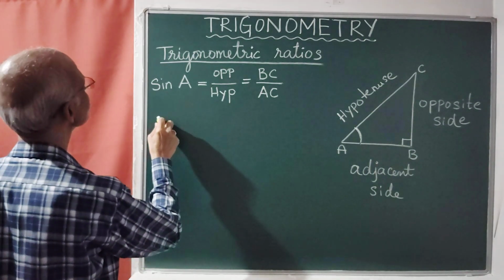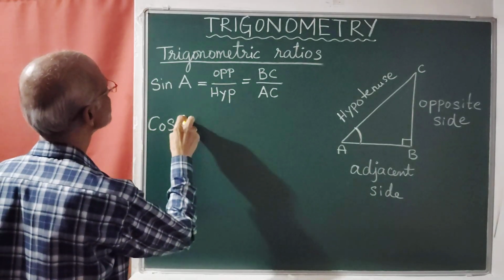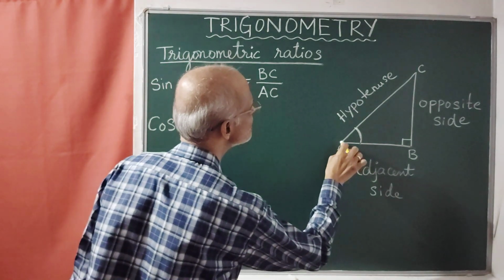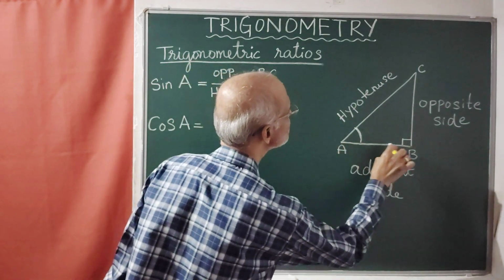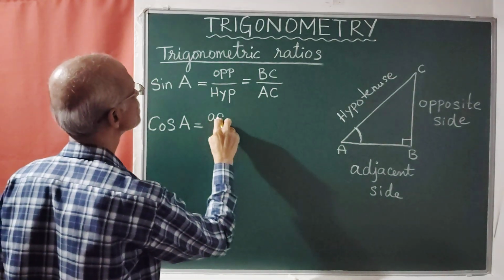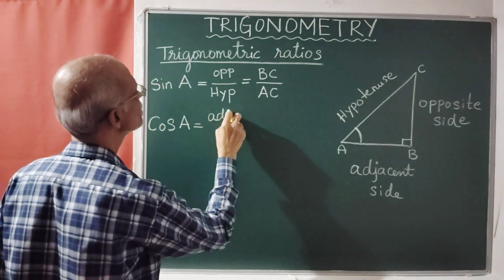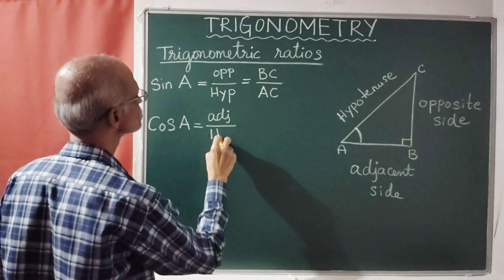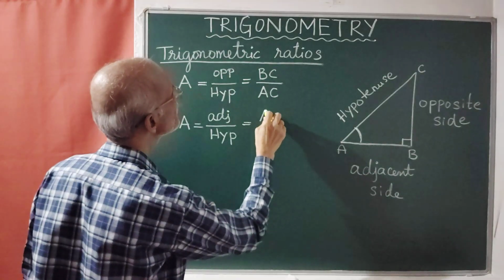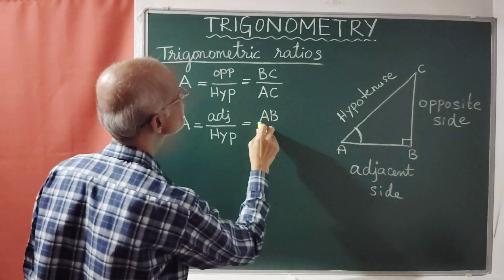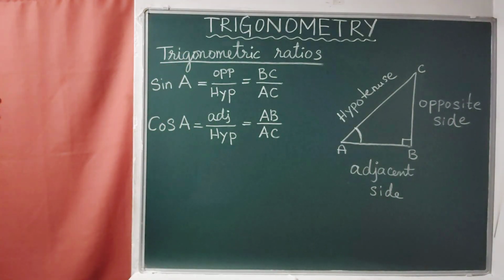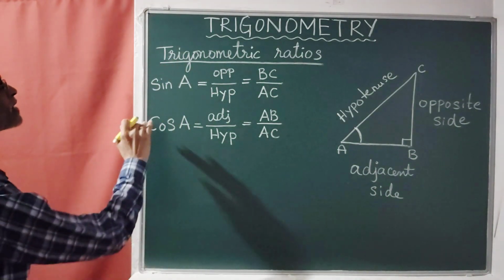The same way, now cos A. Cos A is equal to adjacent side by hypotenuse, that is AB by AC. This is the second ratio.